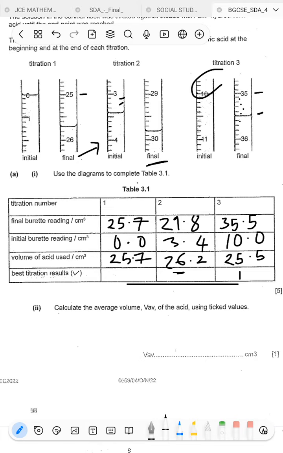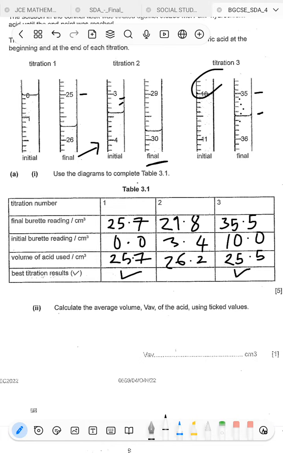So the 25s, the difference between 25.7 and 25.5 is 0.2, whereas the difference between 25.5 and 26.2 is going to be up to 0.7 difference. So that's a big margin. This is why we're going to say the second titration reading is not really that accurate, so we're going to choose this one and that one, as they are closer in terms of deviation. The numbers are not diverging away from each other that much.